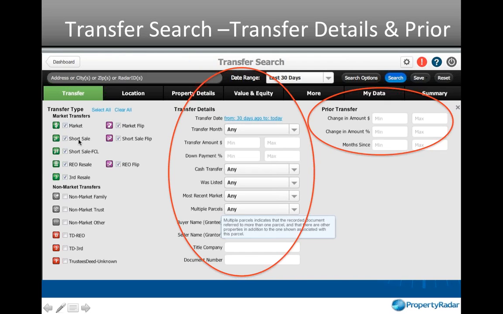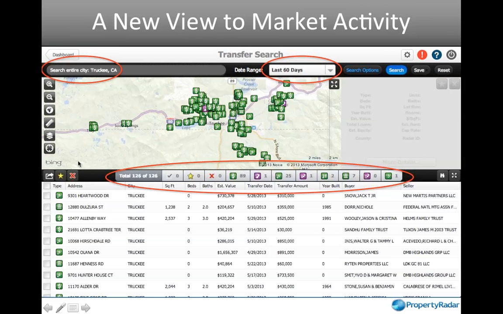This one's a market, but it was sold short. This was a short sale that was in foreclosure. And this was a market transaction, but it was an REO. This was a market transaction, but flips, right? So now we see there was one flip, right? And a flip is when the property was resold within 6 months.